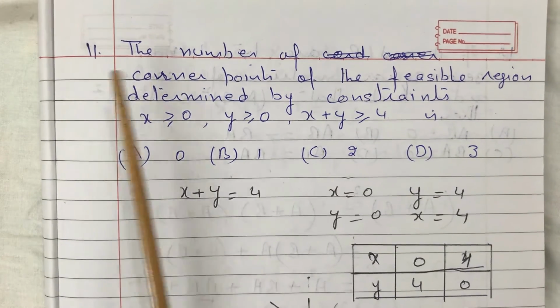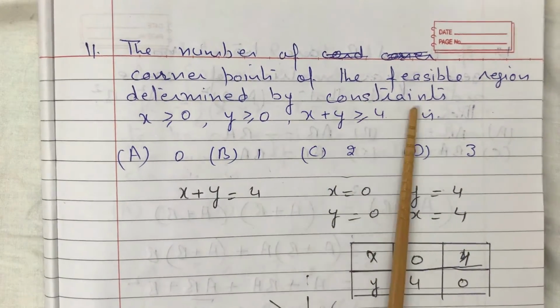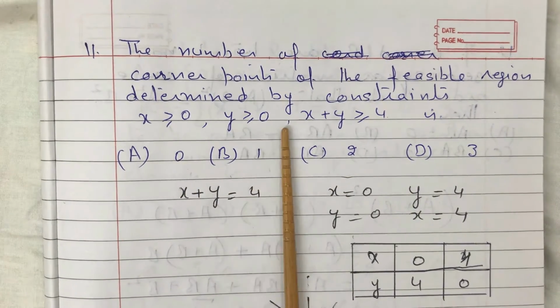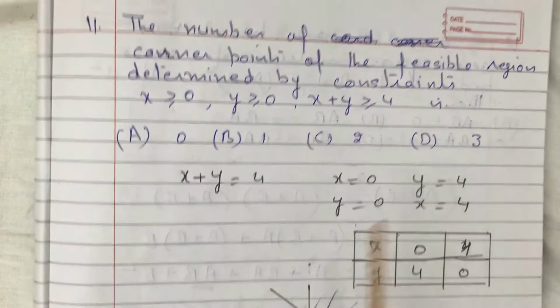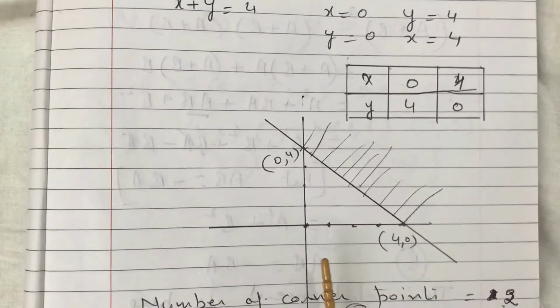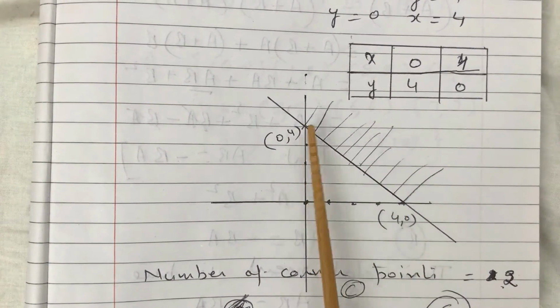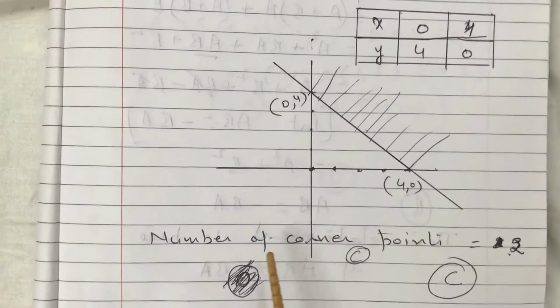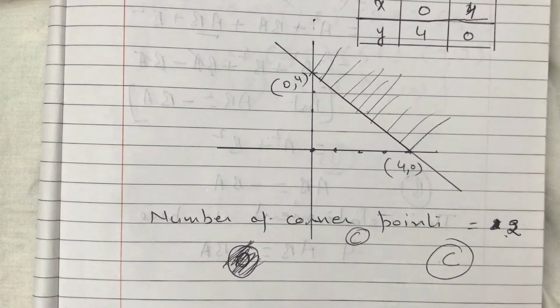Now the 11th question. The number of corner points of the feasible region determined by the constraints x greater than 0, y greater than 0, x plus y greater than 4 is. There are 4 options. Now draw the graph. If you draw the graph, that is the portion. So the corner points are 2. So C is the answer.